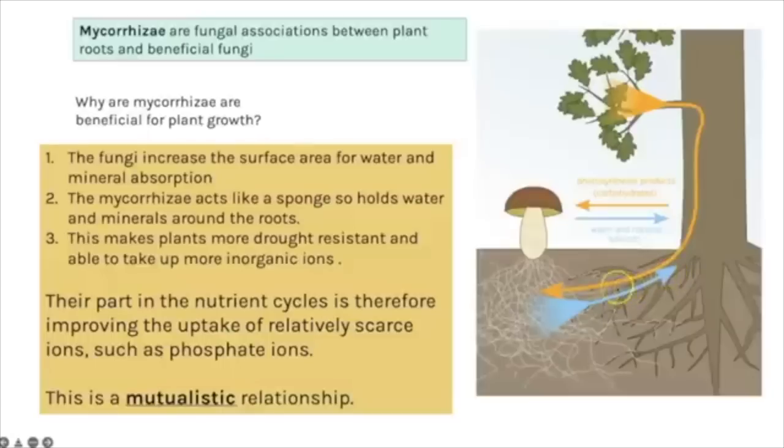The plants provide an advantage to the fungus because the plants through photosynthesis will create carbohydrates and it can share those carbohydrates with the fungus. So this is a mutualistic relationship because they both provide a mutual benefit to each other for survival.